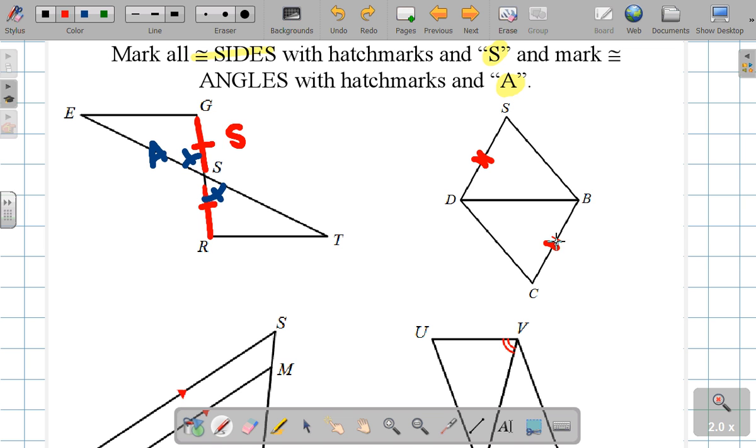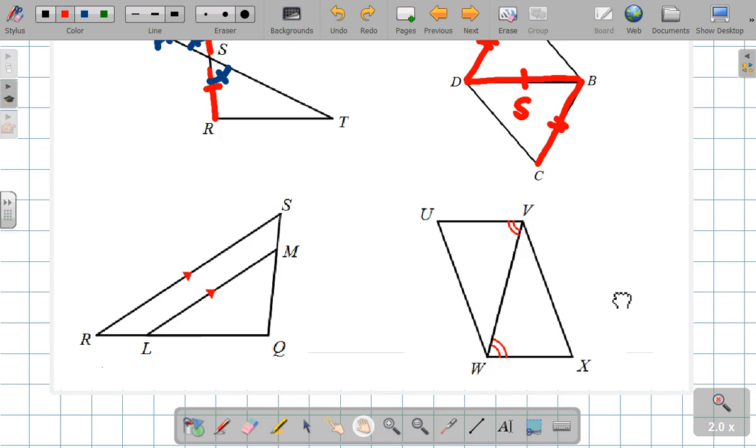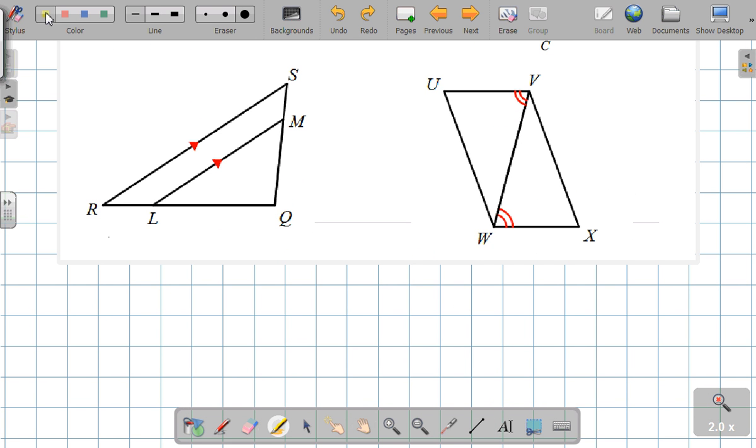Let's go to this one. Hatch mark, hatch mark. We have a pair of sides. Here then we have also another pair of reflexive sides. And then leave it alone. Don't just mark everything congruent. Stretch out those parallel lines right off the bat.